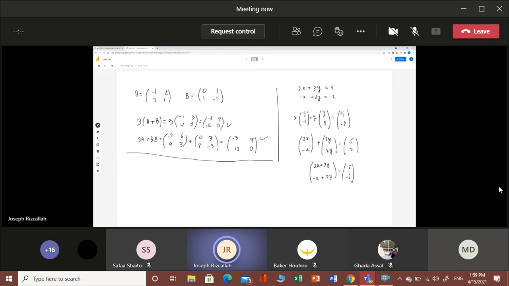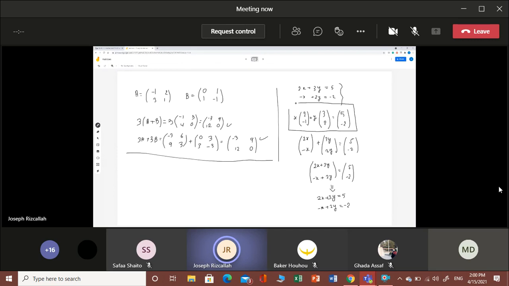Now we have equality of matrices. When are these matrices equal? They are equal when their entries are equal. So from here I can conclude that 2x plus 3y is equal to 5, and of course also minus x plus 2y is equal to minus 2. And this is my system. So you see that this system can be written in this matrix form.